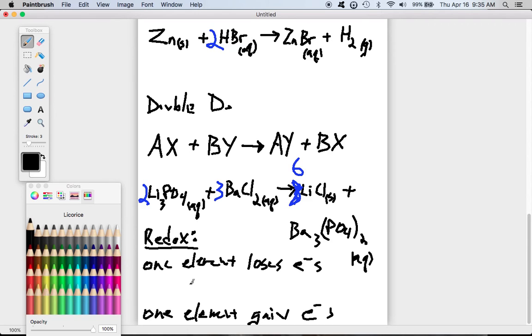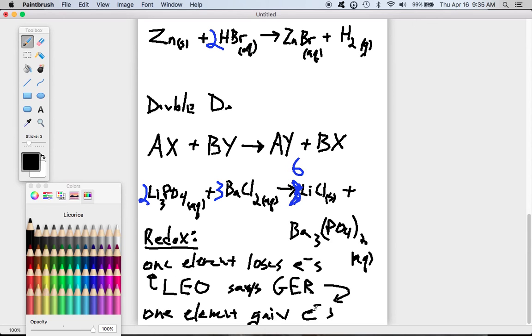And there's an easy way to learn this and remember this, and it goes like this. Leo says grr. Leo, the lion, says grr. And this is this process here and this process here.